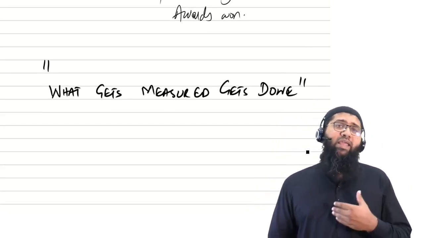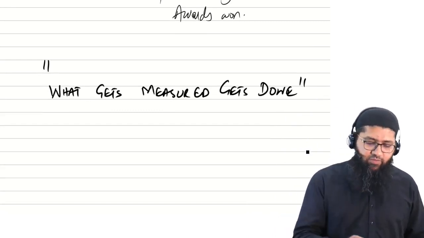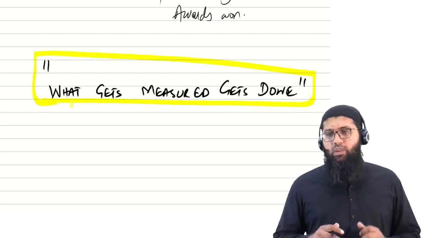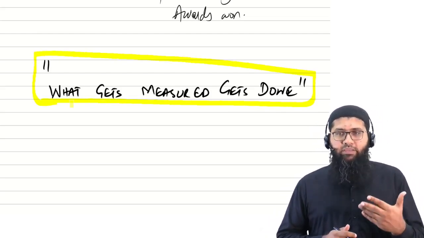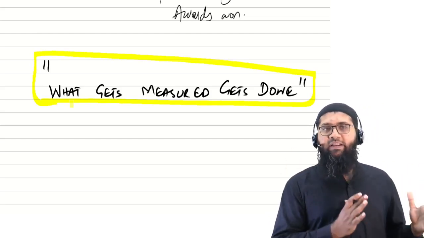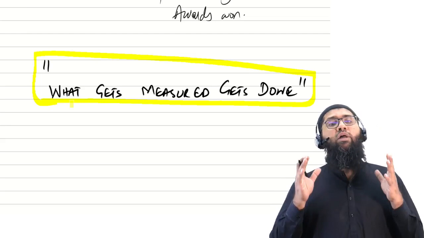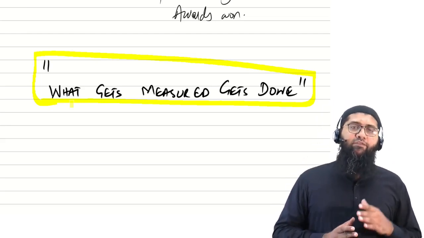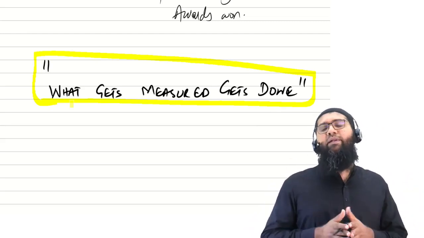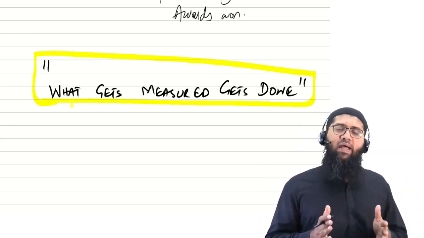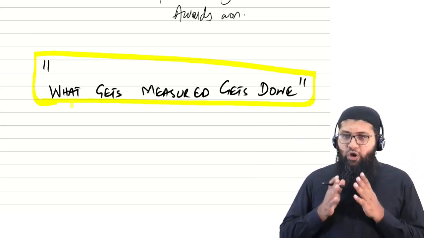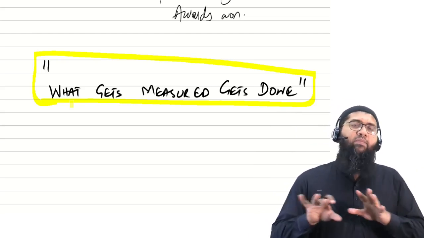Now, what do you mean by what gets measured gets done? It means that whatever you quantify, if you want your management to perform in a certain manner, you got to be measuring that aspect of the performance. If you measure it, your management is going to get those things done. If you're not going to measure those aspects of performance, the management is not going to get those things done.